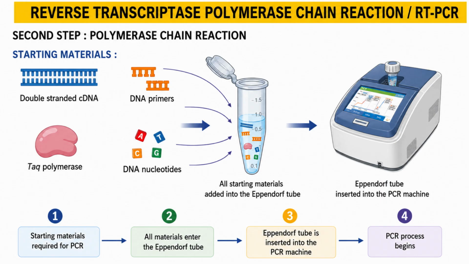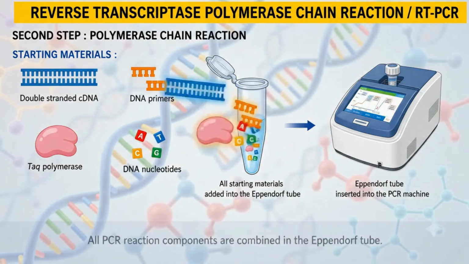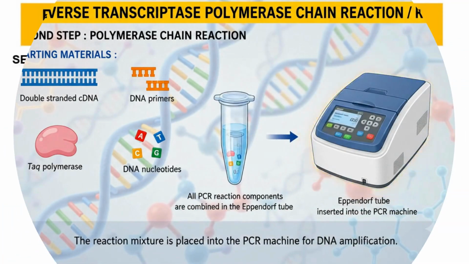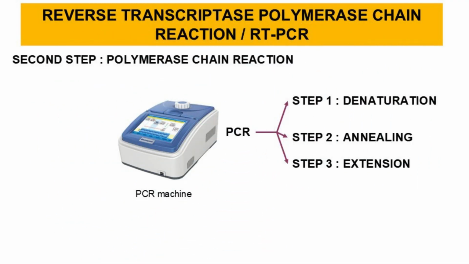Before PCR can begin, several materials are required, that is double-stranded cDNA, DNA primers, Taq polymerase, and DNA nucleotides. All of these materials are added into an Eppendorf tube and mixed together. The tube is then placed into a PCR machine, also known as a thermal cycler. The PCR machine automatically changes the temperature according to the program's cycles, allowing DNA amplification to occur. Let's see how PCR generates millions of copies of this cDNA.